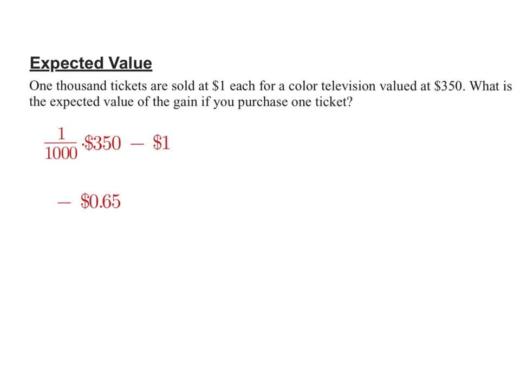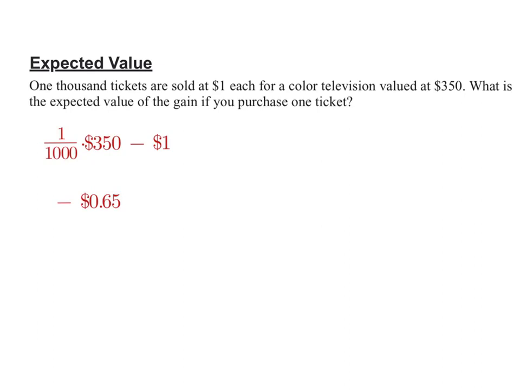Instead of losing a whole dollar, over time you would lose 65 cents, because eventually you're going to win. And that 350 balances out if you bought 1,000 tickets, right? It's the same kind of way of looking at it. If you bought 1,000 tickets to guarantee that you win, you still lose $650. So for each dollar you spend, you really lose 65 cents on the dollar. That's what expected value is about.